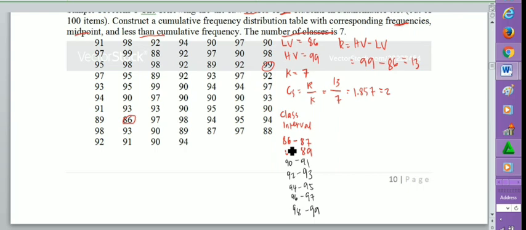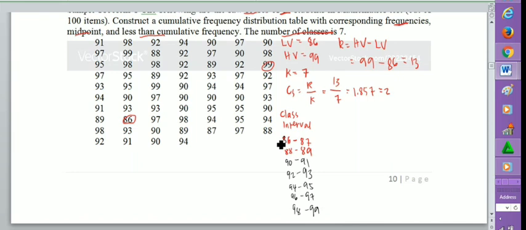So take note, observe class that our lowest here is 86 and our highest value is 99. Now, how are we going to check if our classes are correct? From our given, the number of classes is 7. So if you count this, 1, 2, 3, 4, 5, 6, 7. So there are also 7 classes. So therefore, it's correct.